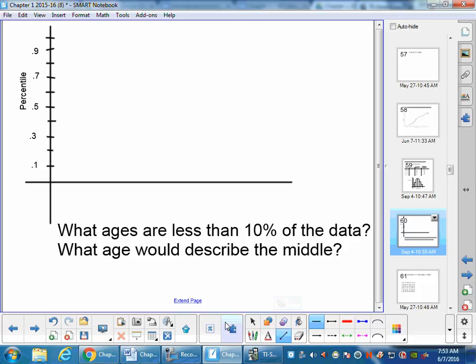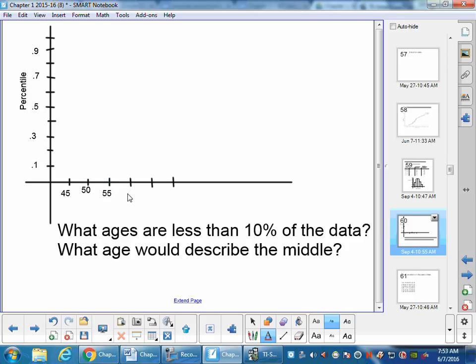And now on this bottom, we're going to do the same thing, but now we're going to do the bin widths that we had before. 45, 50, 55, 60, 65, 70. And now once we have that, now we can make our ogive.